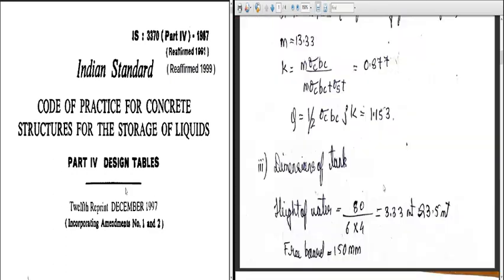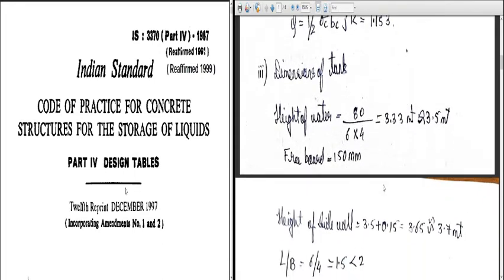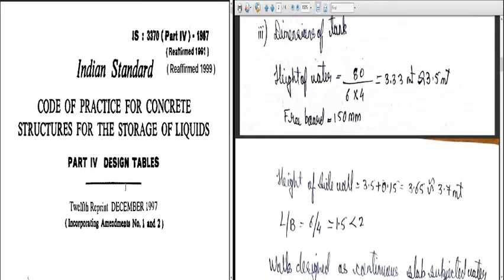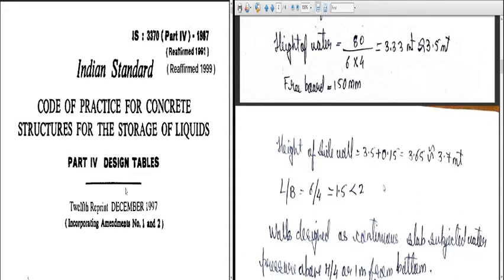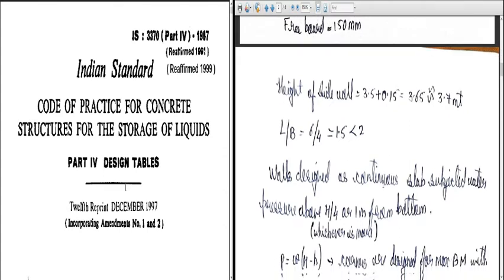Then we decided the dimension of the tank. So height of the water tank we calculated: volume divided by area. So 80 divided by 6 into 4. So we got 3.5. And we added a freeboard of 150 mm. So it became 3.65. So we rounded up to 3.7. Then the ratio we checked, L by B, 6 by 4, which was 1.5, which was less than 2. And the design was done accordingly.